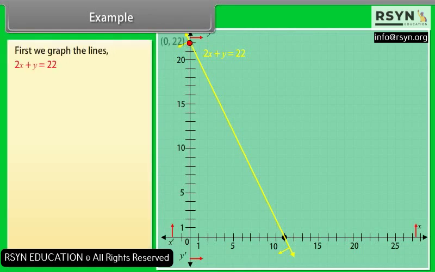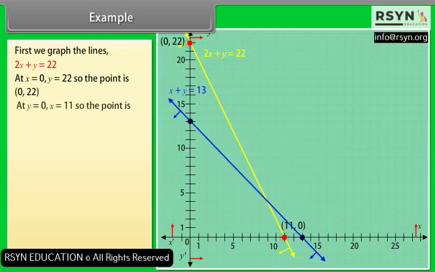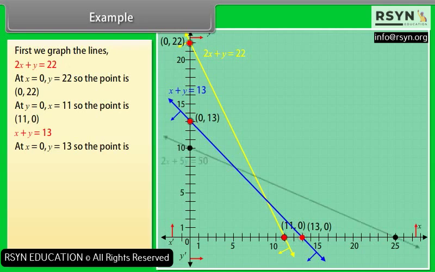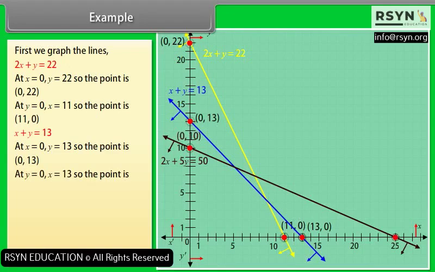2x + y = 22. At x = 0, y = 22. So, the point is (0, 22). At y = 0, x = 11. So, that point is (11, 0). x + y = 13. At x = 0, y = 13. So, the point is (0, 13). At y = 0, x = 13. So, the point is (13, 0).